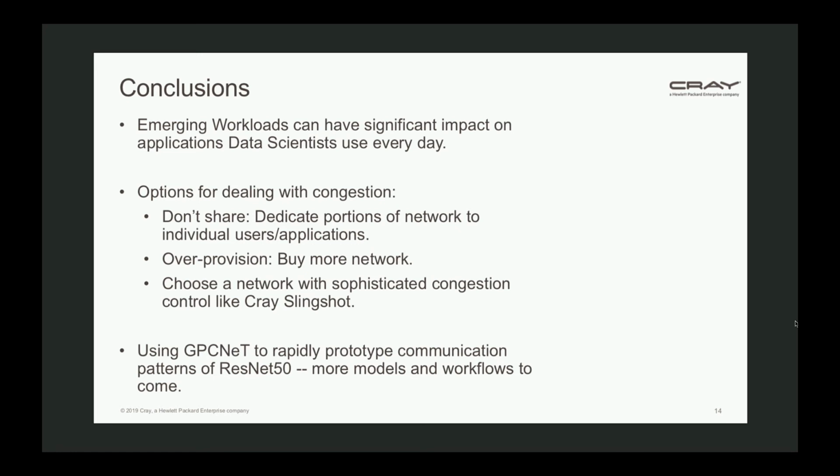And if you don't want to do that, you can just not share, and dedicate a portion of the wire connecting servers and connecting the I/O subsystem to every user, and then you underutilize your network. You can over-provision, so the people that own the computer can just buy more network, and plug as many wires as they can into the thing. Or you can choose a next-generation interconnect with congestion control. And this actually seems to have a pretty significant impact on these workloads.